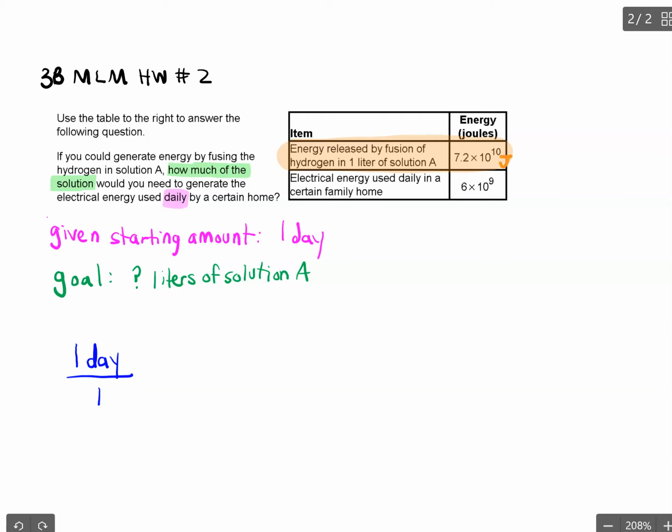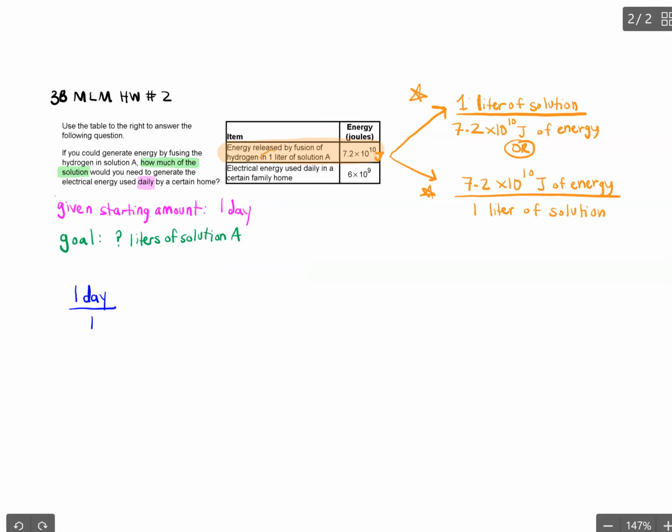Okay, so what does that look like as conversion factors? Well, I can either put the 1 liter of solution in the numerator and cash it in for the 7.2 times 10 to the 10th joules of energy in the denominator, or I can flip-flop that. So that one row of information on the table gives us 2 possible conversion factors.